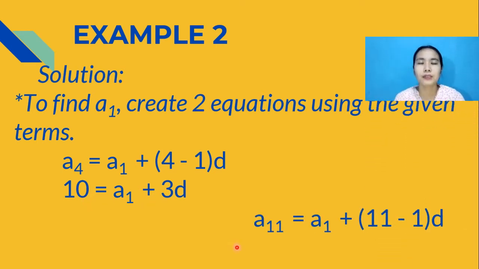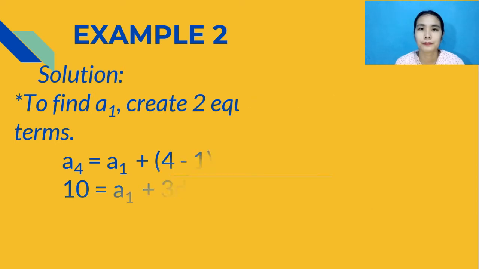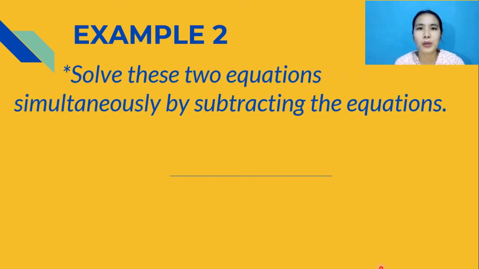And for the second equation, we have a sub 11 equals a sub 1 plus n, which is 11, minus 1 times d. Simplifying this again, 11 minus 1 will be equal to 10, times d is 10d. And our a sub 11 is said to be equal to 45. So the second equation will be 45 equals a sub 1 plus 10d. So we use these two equations.